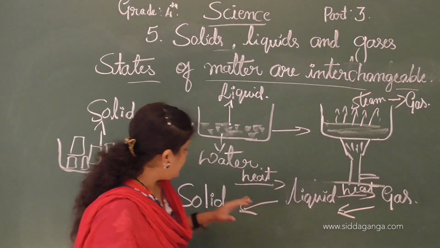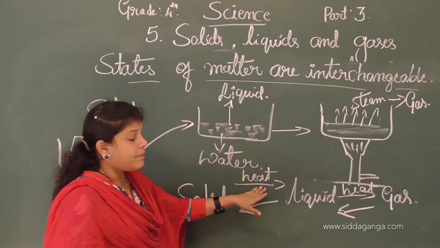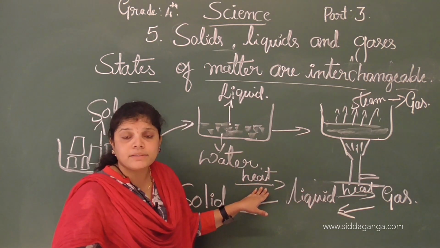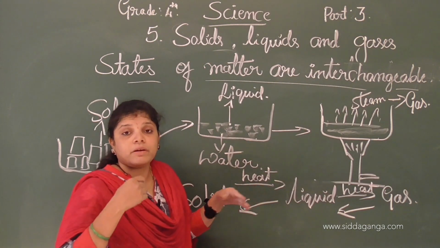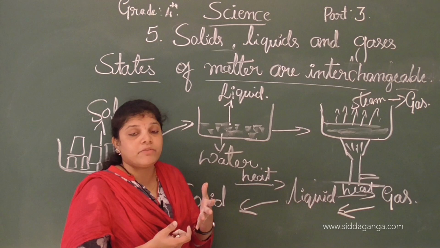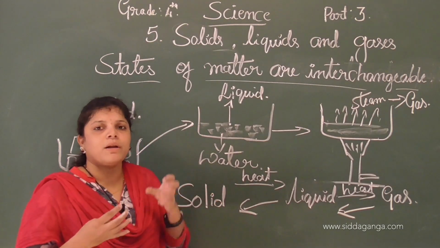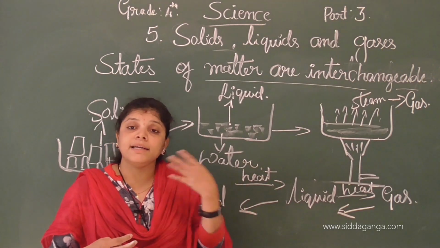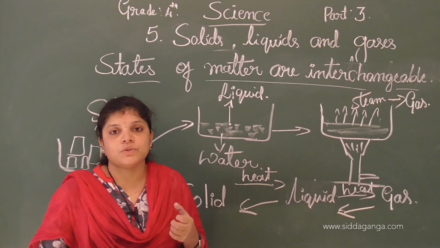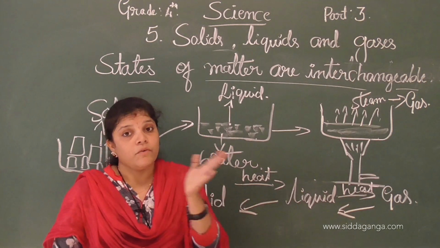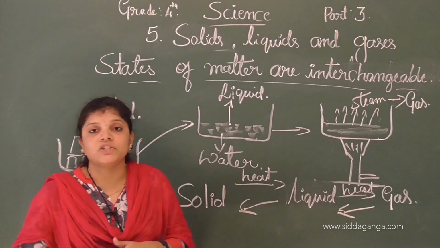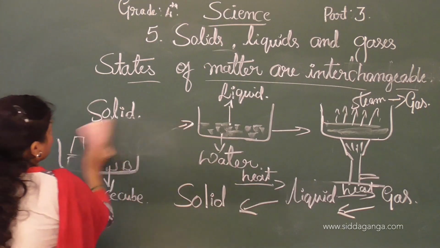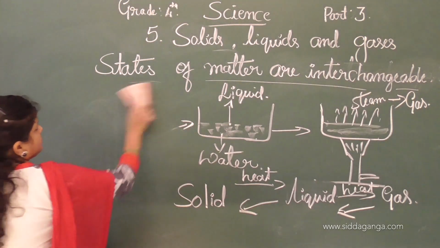Okay, see here, when we heat solids, what happens? Some solids, not all solids. I have one more example, that is iron. See, when we heat up iron, it will change into a liquid form of iron. It becomes a red-colored liquid, and it is flowable. When it cools down, that liquid form again changes into what? Solid. Okay, next one is dissolving solids in water.